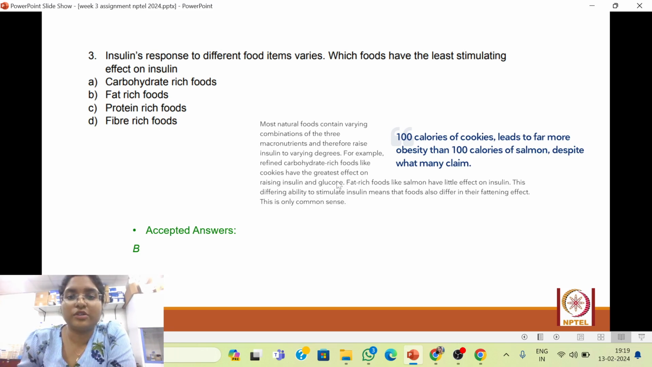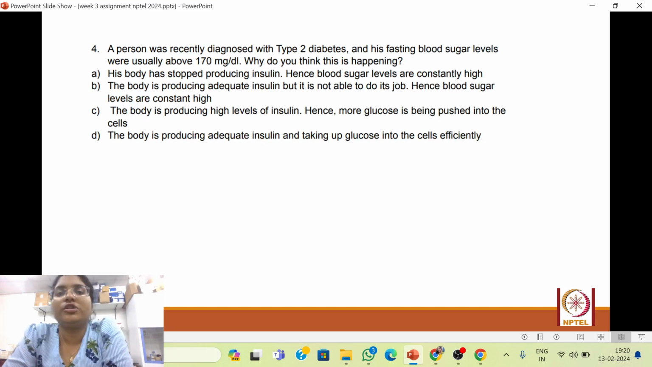Because fat rich foods have little effect on insulin, they also have a differing effect on body fat. This was from an article which showed that 100 calories of cookies leads to far more obesity than 100 calories of salmon, despite what many claim. Although salmon is rich in fats, it doesn't create as much obesity as a 100-calorie cookie can, because of the increase in insulin and glucose in our body due to carbohydrate rich foods, right? Okay, we'll move on to the next question.